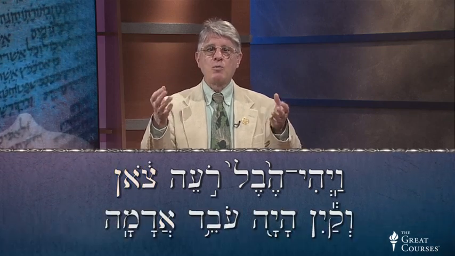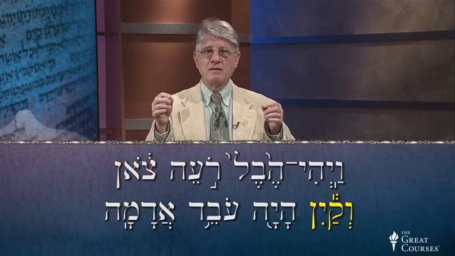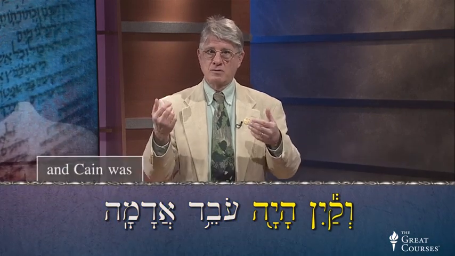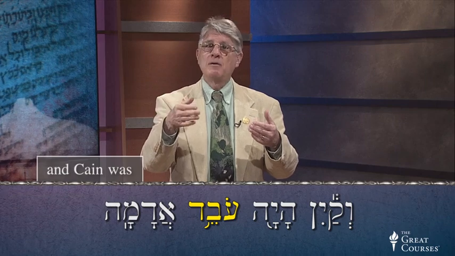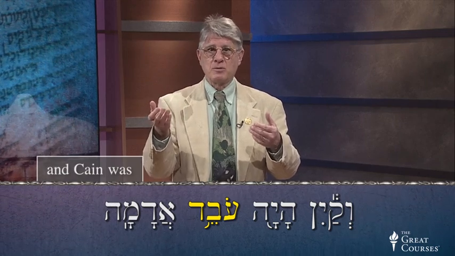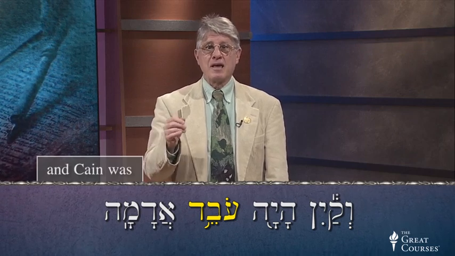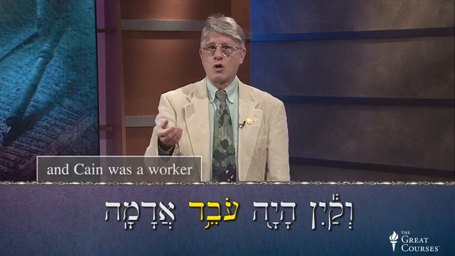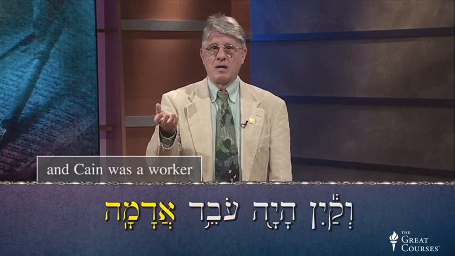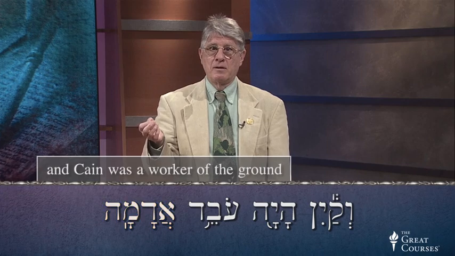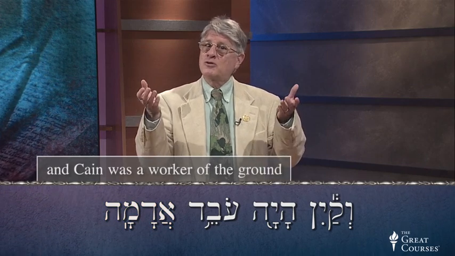Tzon uvakar, Abel was a shepherd, ve'Cain haya oved adama, and Cain was oved, kal, masculine singular active participle, in the construct, from the same root that gave us eved, slave, oved, a worker of adama, the ground, just like his dad, ha'adam. And the farmer and the rancher should be friends. Let's let it go at that.